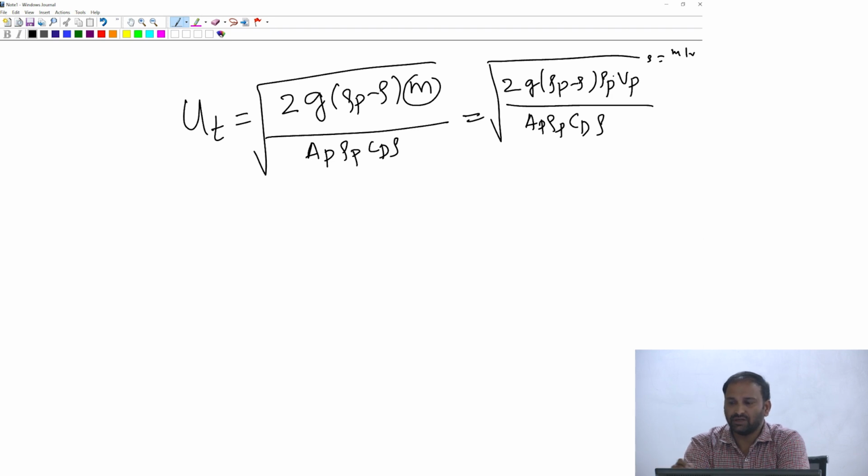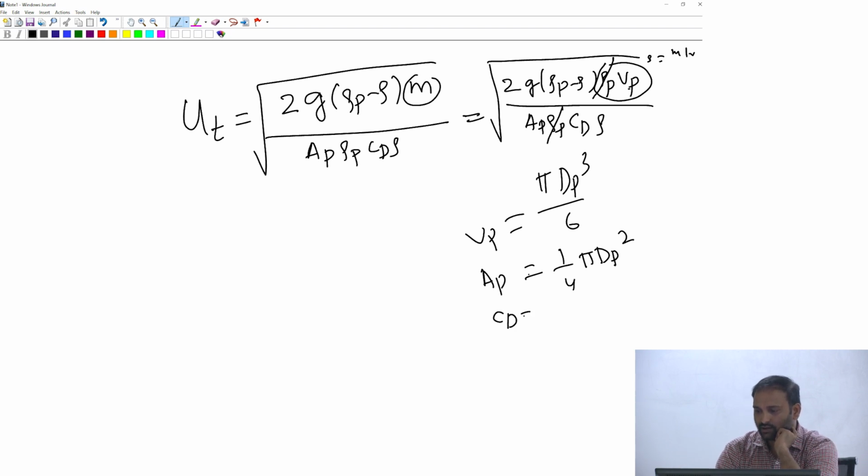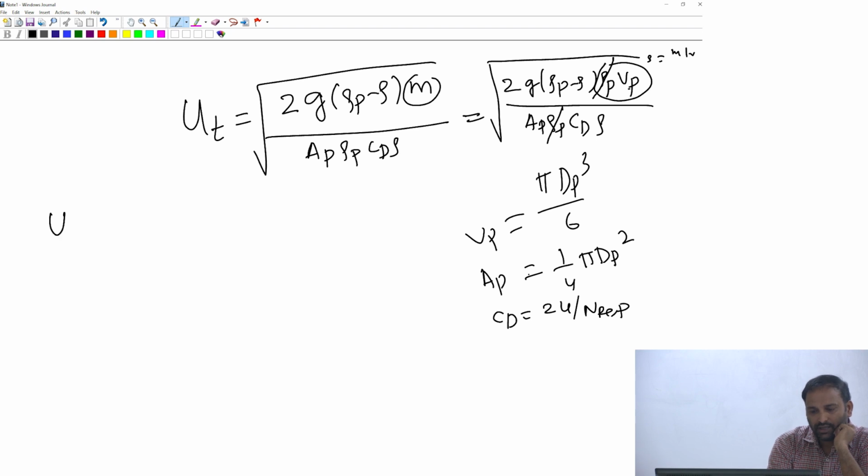So I can actually write m in terms of the density of the particle and the volume of the particle, right? I can do that. So therefore, this rho p gets cancelled. Now, of course, I can express Vp in terms of the particle dimension, right? Pi dp cube by 6 is your volume of the particle. And of course, I can substitute for AP to be 1 over 4 pi dp square. So if you substitute for all of that, and of course your CD is equal to 24 by Reynolds number, right? So if you do all of that, the expression that I'm looking for is something like this.